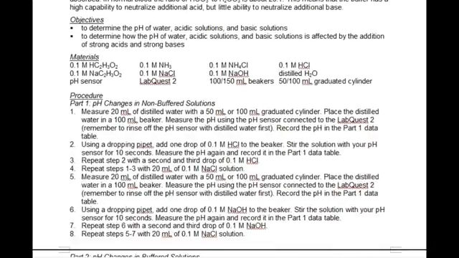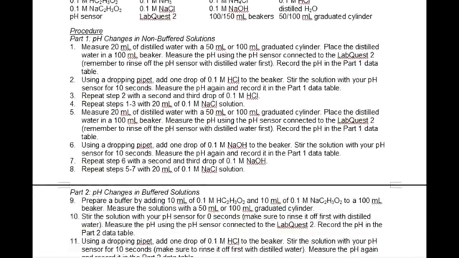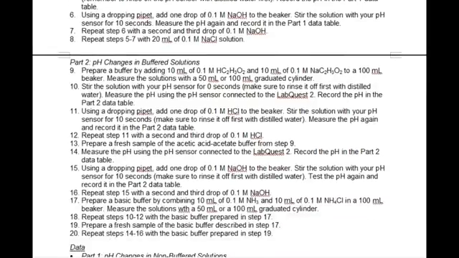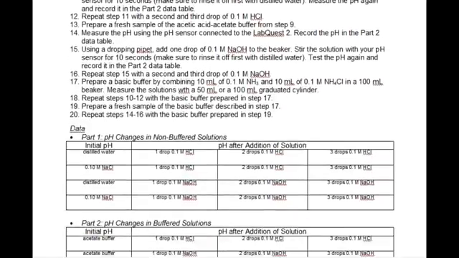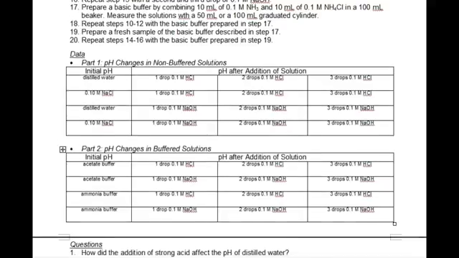And so in this experiment, you looked at some non-buffered solutions, water and NaCl, and you added drops of hydrochloric acid and sodium hydroxide to the pure water and to the salt solution, and you saw what happened to the pH. And then you did it with buffered solutions, one being a mixture of acetic acid and sodium acetate, and the second being ammonium chloride and ammonia. And you completed this data table. So you should have pH measurements for the initial pHs, and then after adding drops of HCl and NaOH to water and each of the solutions.